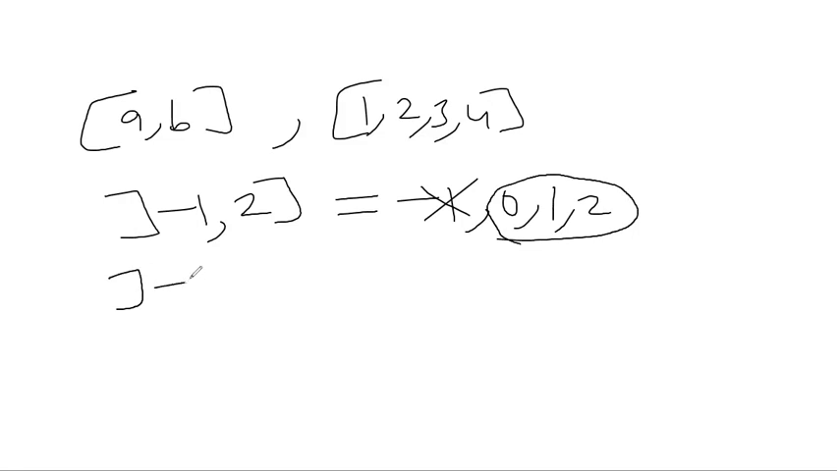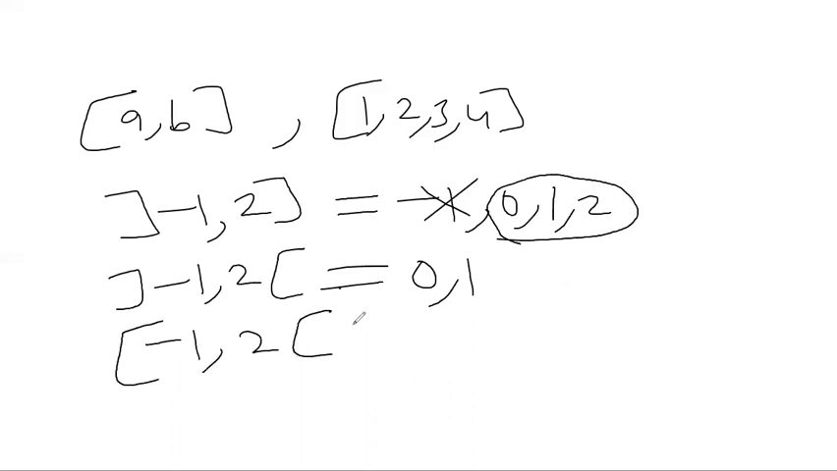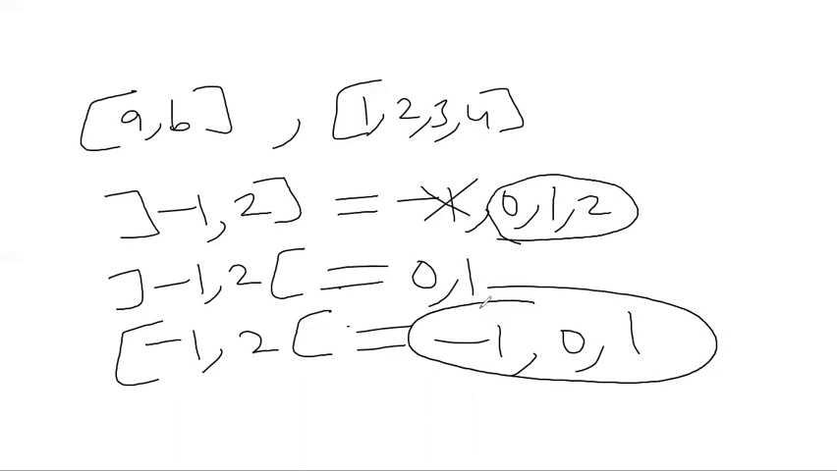If I am excluding 2 also, if here also it is open, then what will you write? 0, 1. 2 will not be there, -1 will not be there. If I am writing -1, 2, where here it is closed and here it is open, then -1 will also be included: -1, 0, 1. These three elements will be there in this set. So this is a closed interval. This is a semi-closed or semi-open interval. This is an open interval.